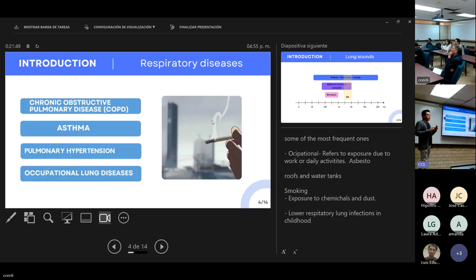Respiratory diseases have a wide spectrum. Some of the most frequent ones are chronic obstructive pulmonary disease, also known as COPD, asthma, pulmonary hypertension, and occupational diseases. With this type of illness, some factors are related, like air pollution, smoking, constant exposure to chemicals or dust, and lower infections during childhood.